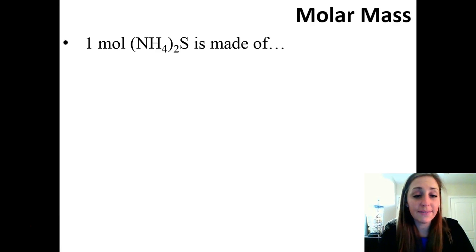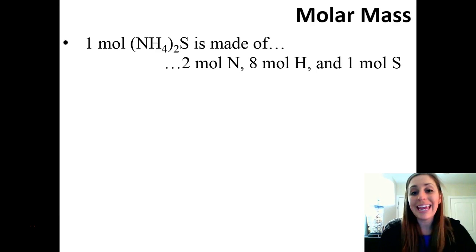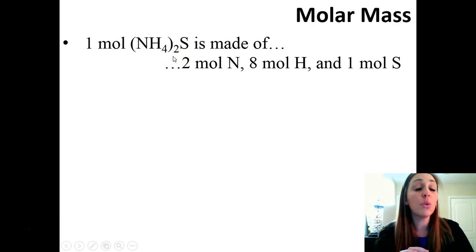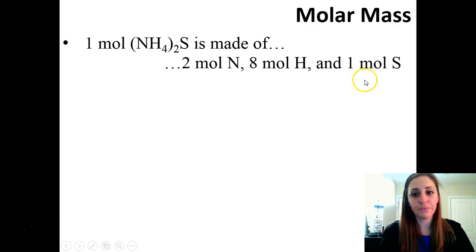Let's talk about the molar mass of ammonium sulfide. This is going to be made up of 2 moles of nitrogen, 8 moles of hydrogen, and 1 mole of sulfur. Now, how did I get 2 for nitrogen and 8 for hydrogen? Well, this 2 on the outside of the parentheses gets distributed into everything inside the parentheses. Remember, it's only for things inside the parentheses. So this nitrogen, which had a 1, becomes a 2. Hydrogen that had a 4 becomes an 8, because you have 2 of this whole thing.